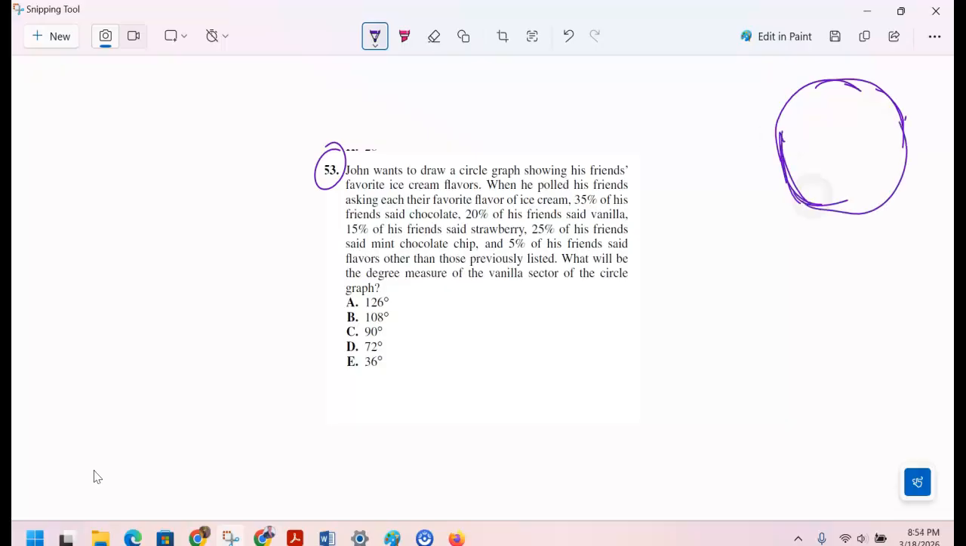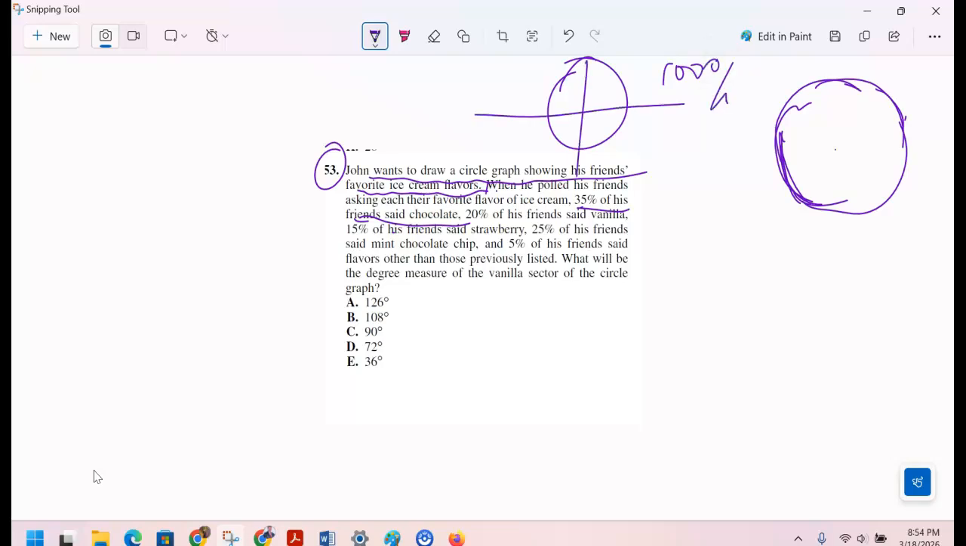Pie chart, so information is split into, let's see, they gave you a drawn circle showing John trying to show his favorite ice cream. So he says 35% of his friends said chocolate. So 35%. Now, I can break this into 100% if I want to. It means this half. So this is like 25%, 25%, 25%, 25%. Each one is 90, 90, 90, 90.